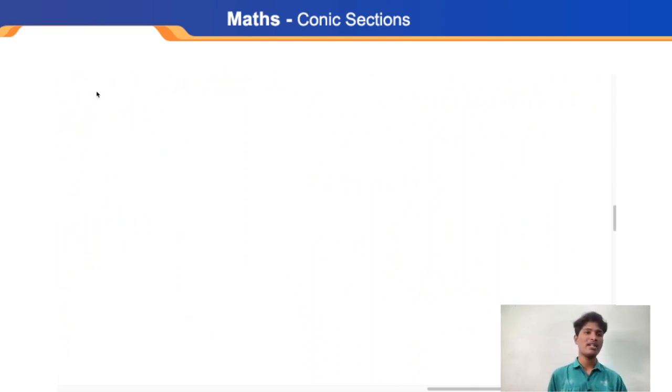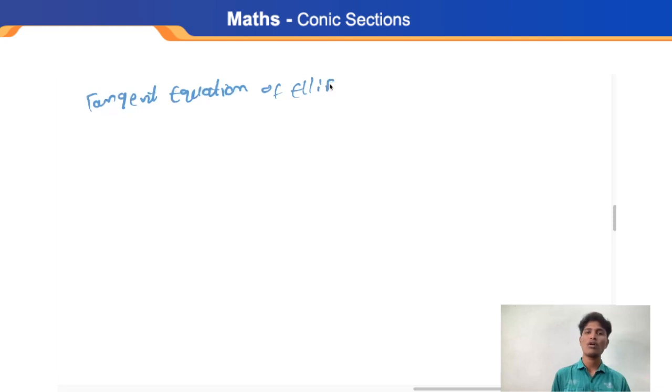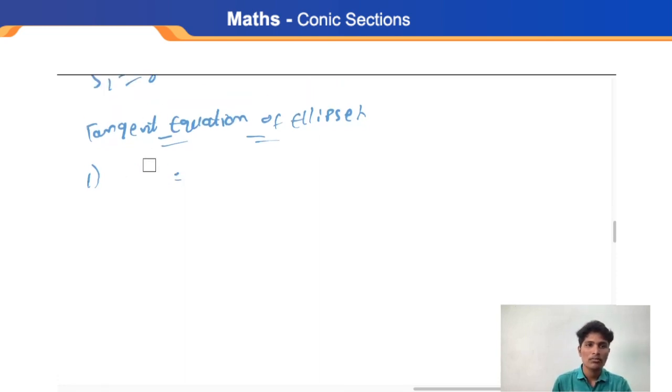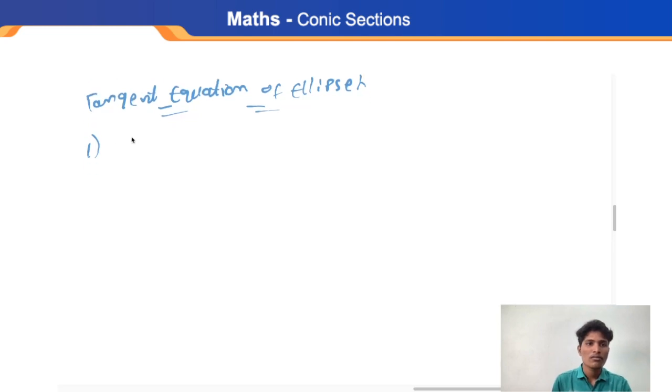Now comes the tangent equations. Tangent equation of ellipse. There are two topics left in the ellipse, that is the tangent equation of the ellipse and the normal equation of the ellipse. What is the first equation? The first equation is not slope, it is point form.